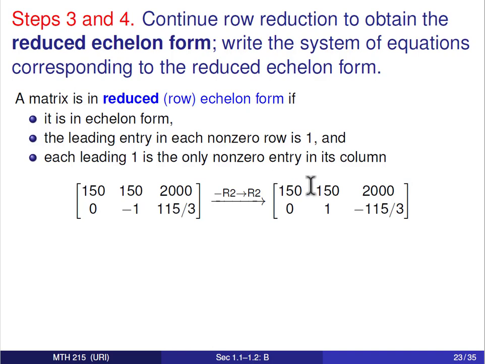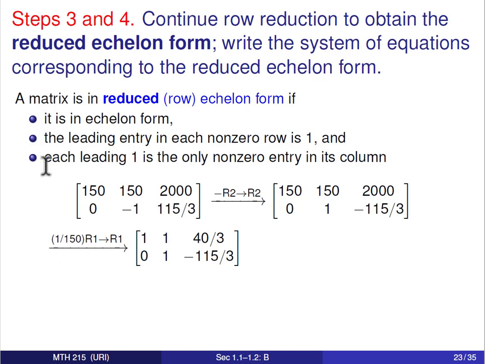Now we just need to make sure that in the first row, the leading entry is equal to 1. Multiplying worked for the second row, so we might try to do the same thing for the first row. Multiply everything in the first row by 1 over 150. Doing that to 150, 150 over 150 equals 1. 150 over 150 gives us another 1. And then 2000 over 150 simplifies to the fraction 40 over 3. At this point, we have made sure that the leading entries in each row are 1.